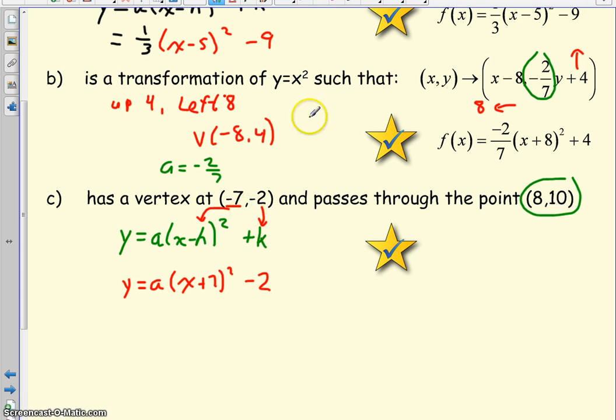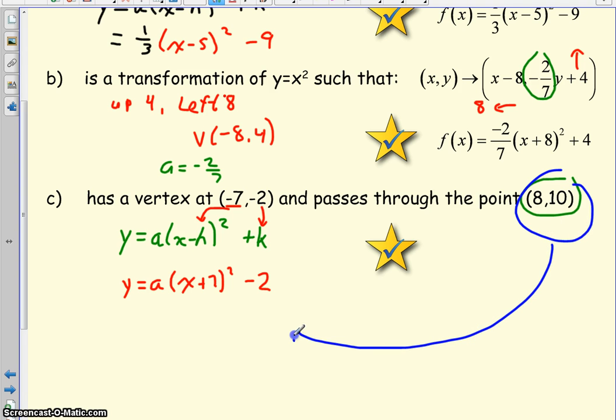So the only thing I really need to figure out is my a value. And I haven't given you any information about the transformations to find the a value, but I do have this point 8, 10 that I haven't used yet. So you may remember back in grade 10 doing something like this. What you're going to do now is you're going to sub your known point in for x and y. Okay, and then once it's subbed in, well, let's see what happens. Hopefully we only have one unknown left. So y is 10. I have my a, x is 8, so I have 8 plus 7 all squared minus 2.